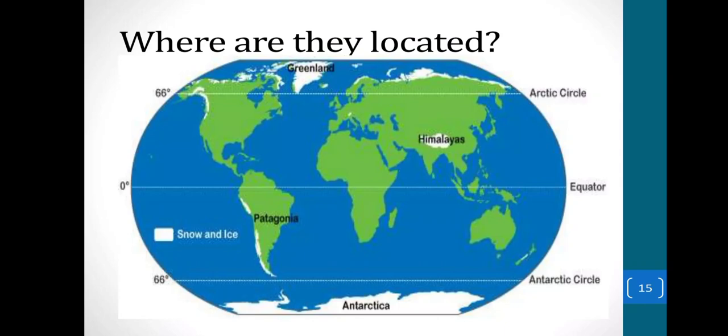Okay, let's move on. Where are they located? As you see, the middle line is where the equator is located, and the upper and lower portions are the Arctic circles. In the upper portion we have Greenland, above the equator we have the Himalayas, and below we have Patagonia.